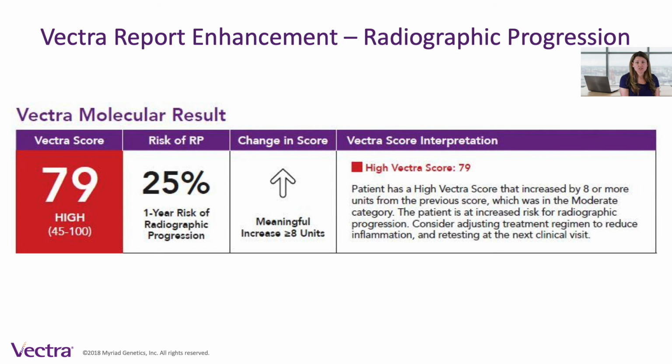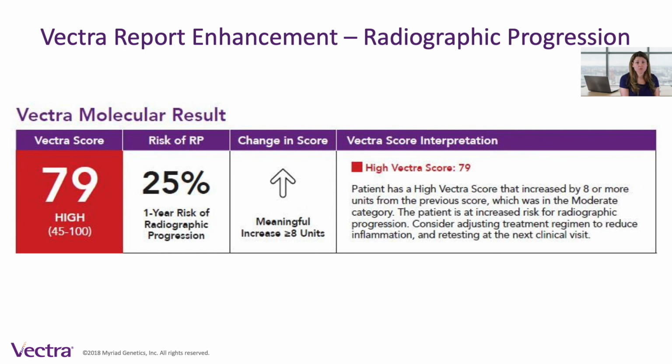Next is the change in score, which shows the difference between multiple scores and will indicate if there has been a meaningful change or if there has been no change in disease activity and inflammation. As a reminder, a meaningful change is an increase or decrease in 8 or more units since the last Vectra test. Next is the Vectra score interpretation.